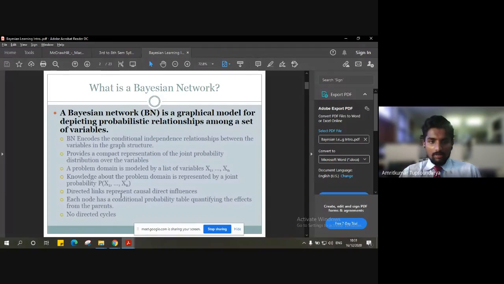Can anybody give me an example considering these factors, like depicting the probabilistic relationship or predicting some probability? Since you guys are working on the final year project, can you give me an example of the potential problems wherein we can apply this Bayesian network? Anybody?